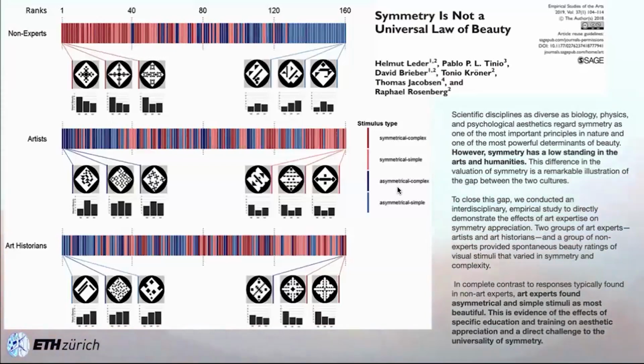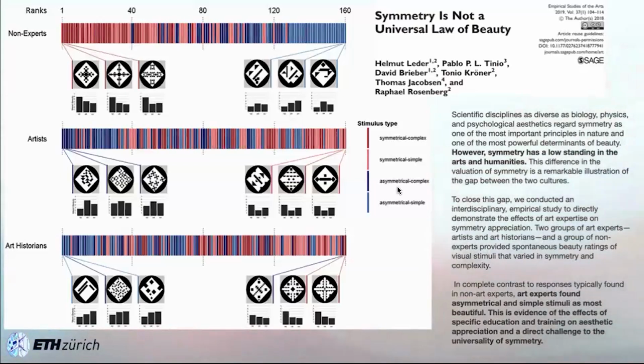So there are no aesthetic primitives. Your aesthetic preferences are very much shaped by not just your training in a field, but your knowledge about how these elements are worked with and how they're developed. And so they take this as evidence of a direct challenge to the ideas of symmetry. And I think it's a really nice starting point.